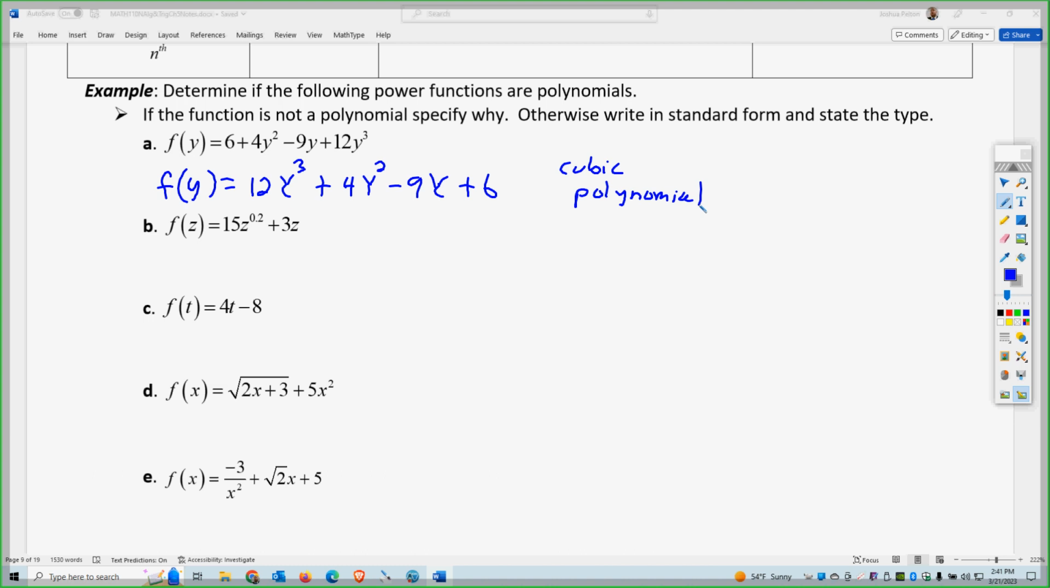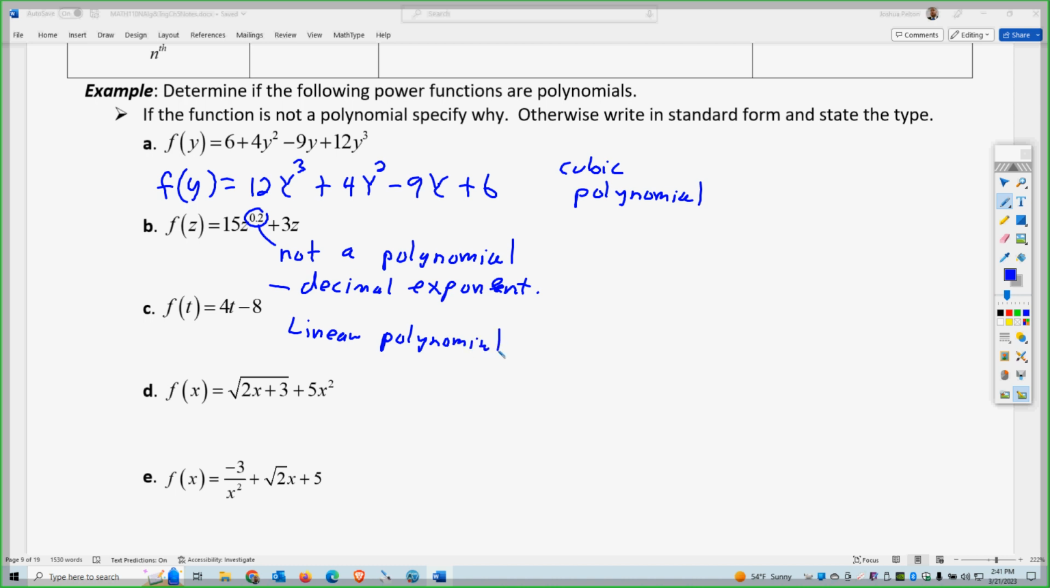So this one is not a polynomial, right? It has a decimal exponent. It's a power function, but it's not specifically a polynomial. So the next one is a linear polynomial.